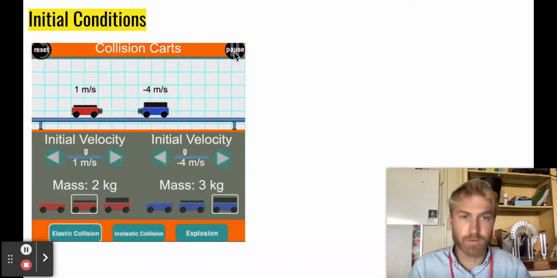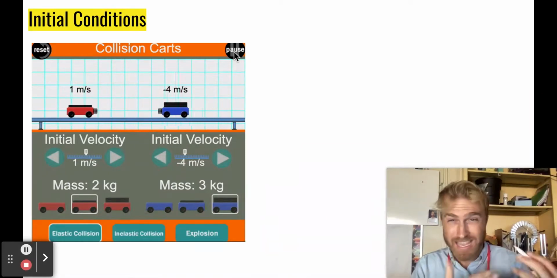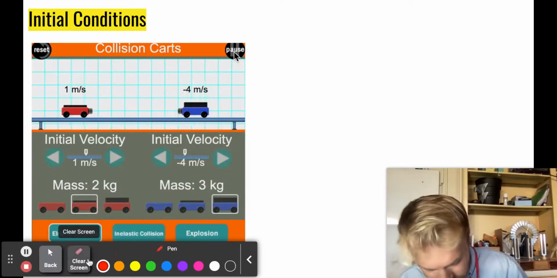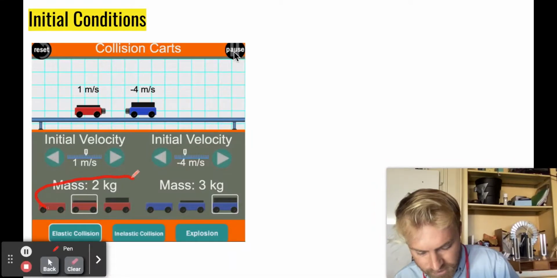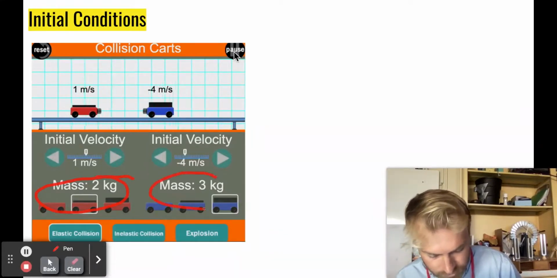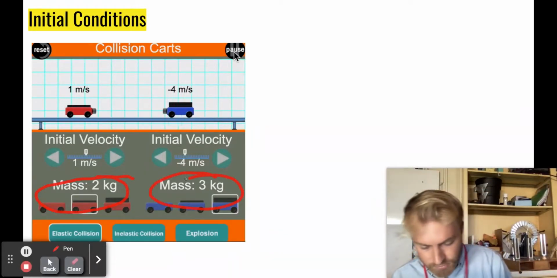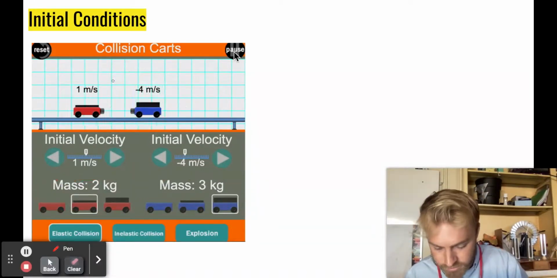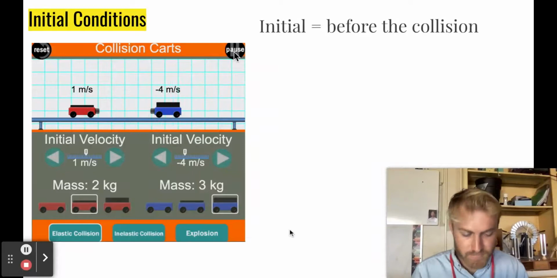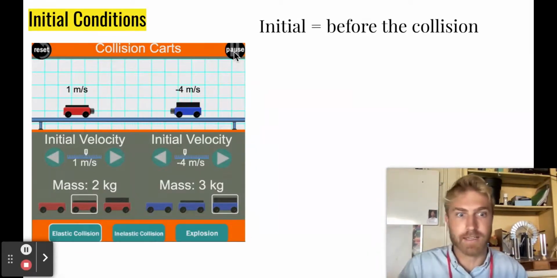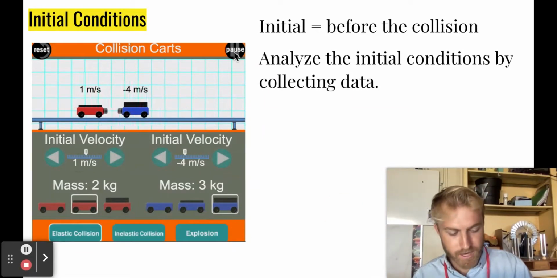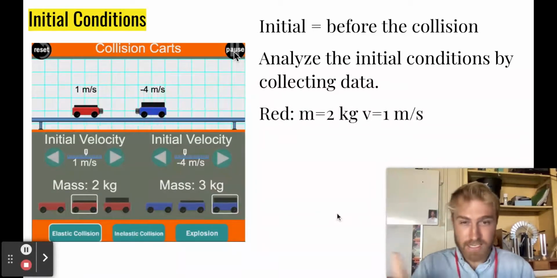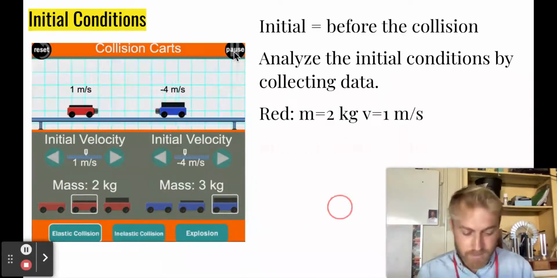The first thing we do when we're drawing our VvM graphs is we analyze the initial conditions. So look at the initial conditions. We have the red cart and the blue cart, and we can see their masses and their initial velocities there. That's what we want to collect as data. Initial just means before they collide, before the collision. We can write those numbers down somewhere.